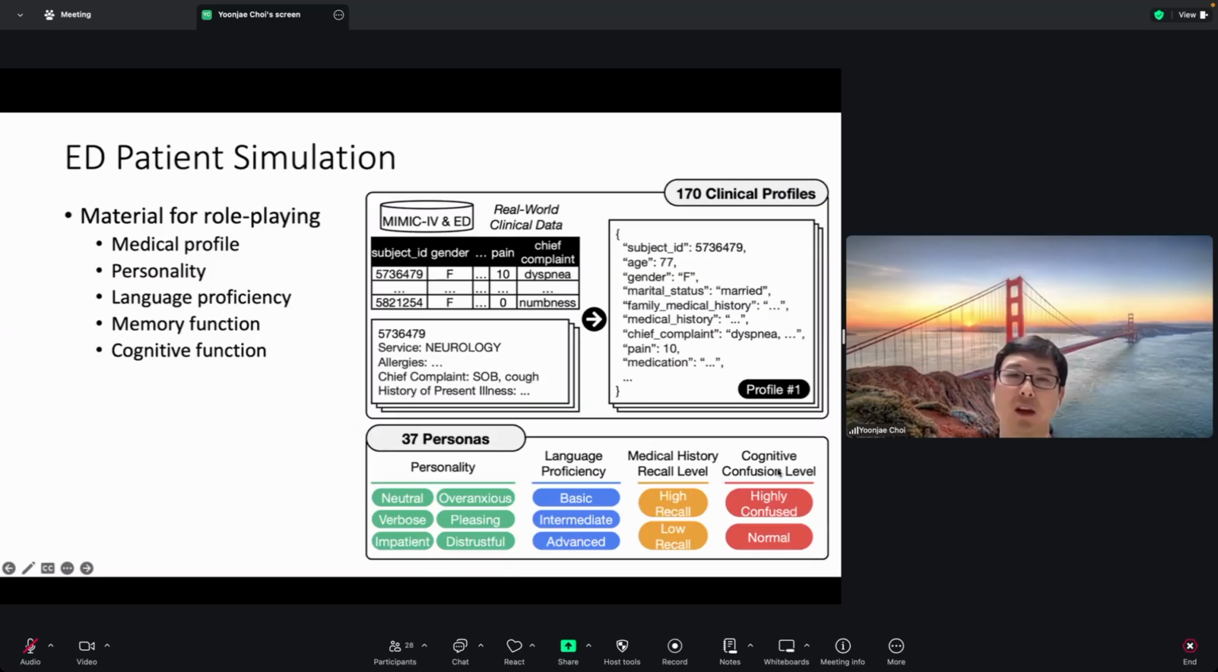These were designed in collaboration with an actual emergency medicine professor from Samsung Medical Center. She advised us on what kinds of personalities she actually encounters in the ED, and what kind of linguistic proficiency is appropriate for elementary school students, middle school students, high school students, and so on. So those are the axes that we defined.